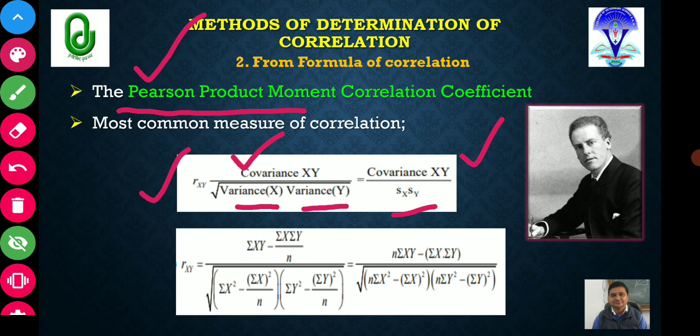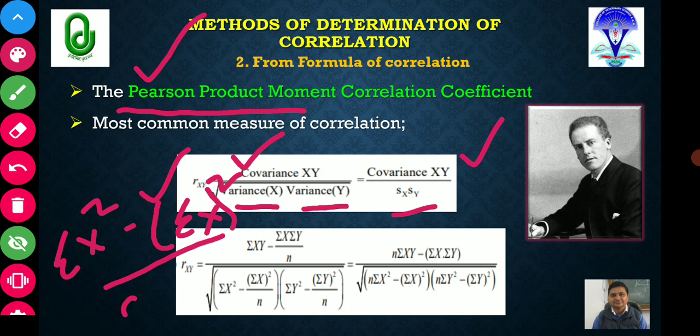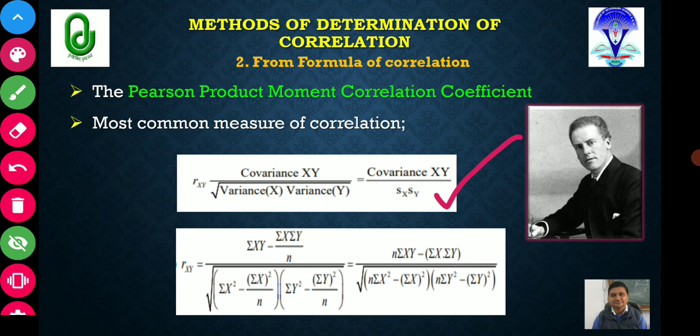If you expand the formula, because you know the formula of variance, it is summation x square minus summation x whole square divided by n minus 1. So what we will do, we will expand this formula. How will we expand this formula?